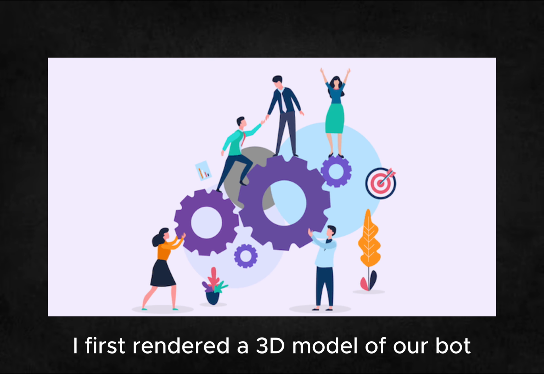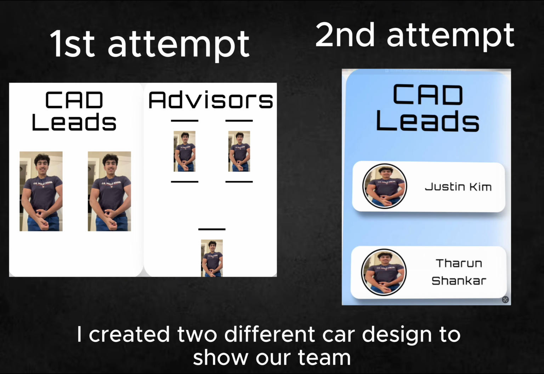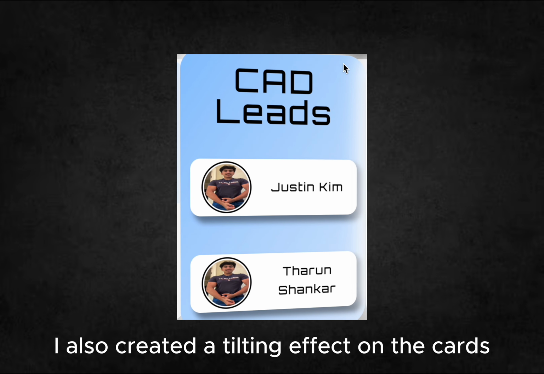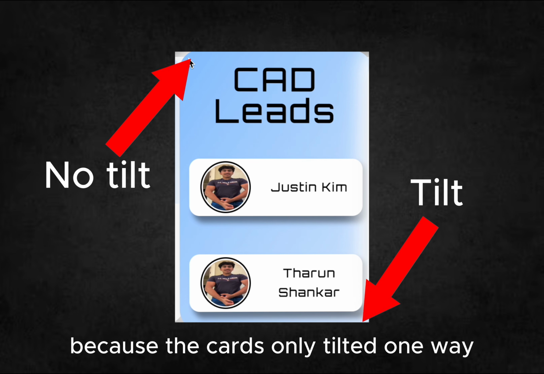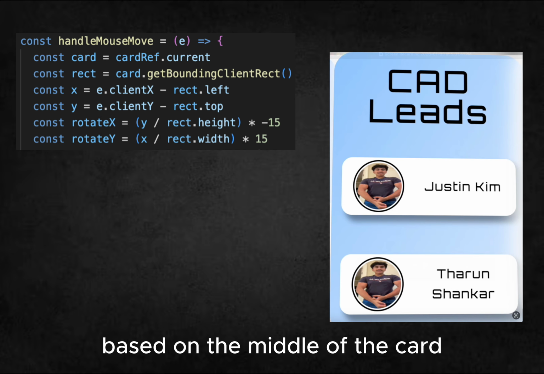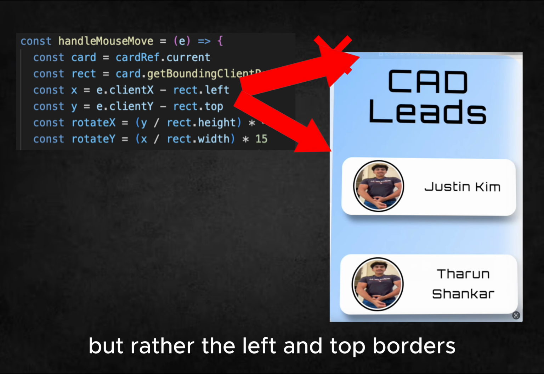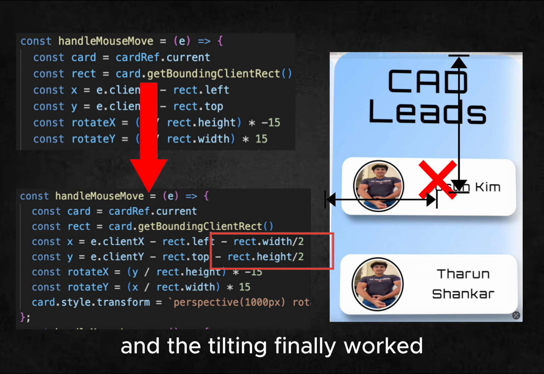Lastly, this section, I wanted to be a showcase of our team. I first rendered a 3D model of our bot, then I created two different card designs to show our team. I also created the tilting effect on the cards, and I encountered a calculation problem because the cards only tilted one way, and the reason was because I was not calculating the tilt based on the middle of the card, but rather the left and top borders. So then I subtracted by the distance to the middle, and the tilting finally worked.